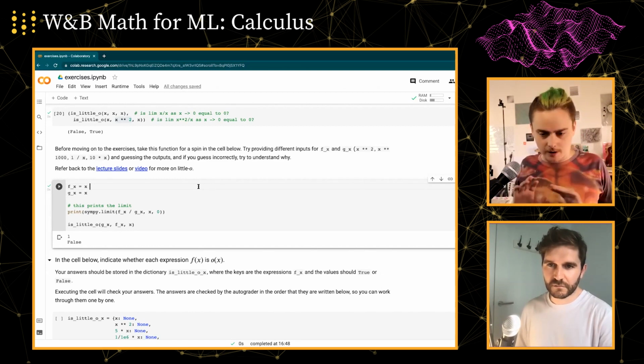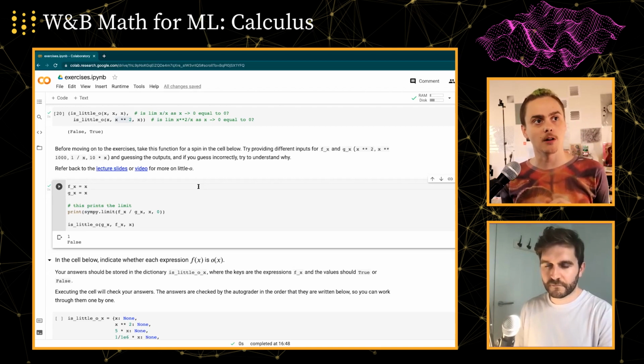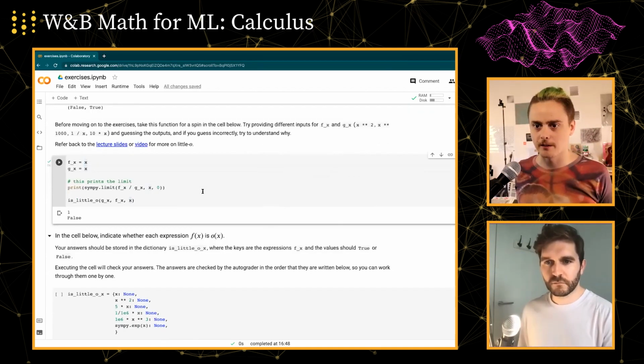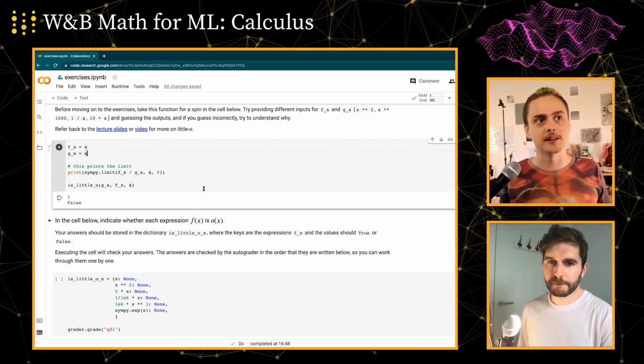Yeah. I would say for loose purposes, thinking of it as "I make my step size smaller, my approximation gets better and better" is the right way to think of it. That's what this little o idea is trying to capture. And then there's this mathematical apparatus of limits that helps us express that idea clearly.